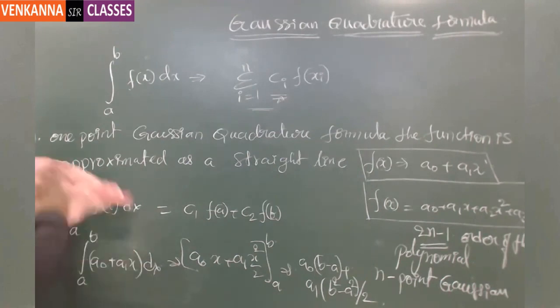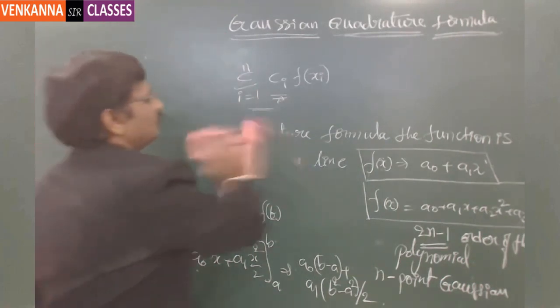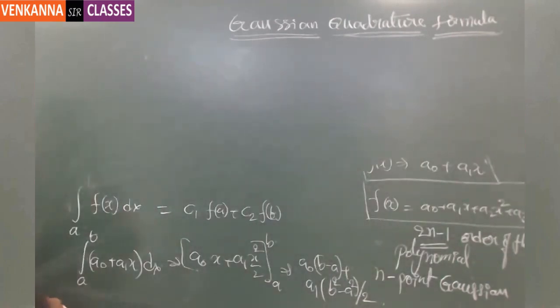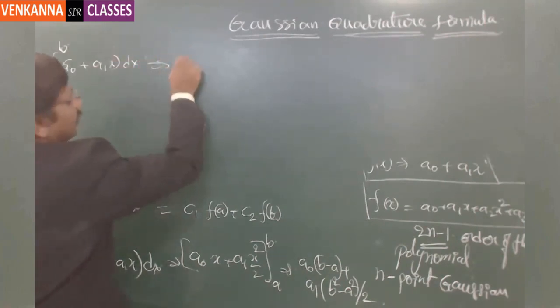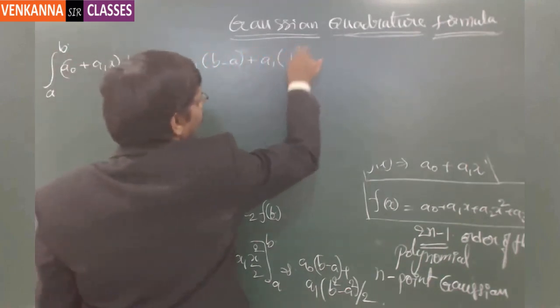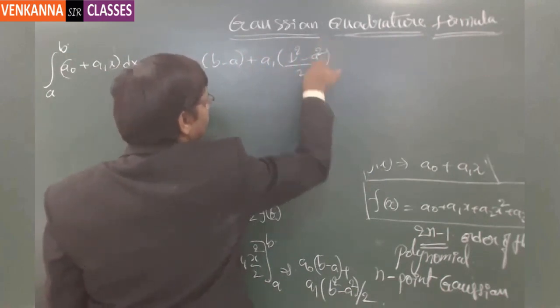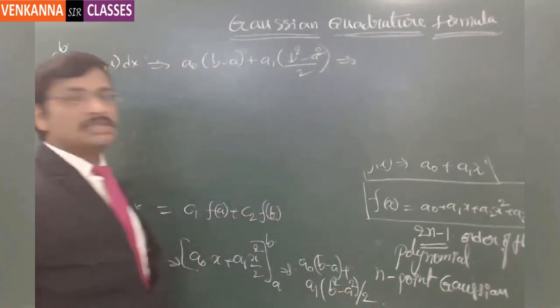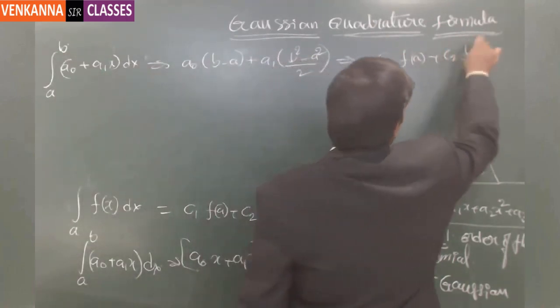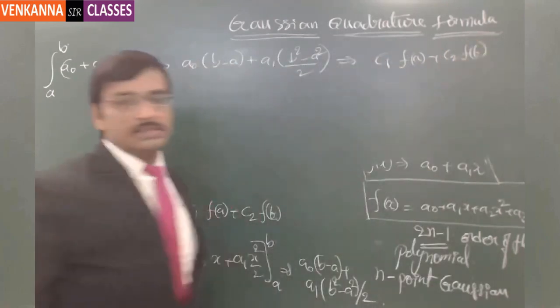So this value is equated to the functional value equivalence. That is, here the integral of a0 plus a1 into x dx between the limits a to b is equal to a0 into b minus a plus a1 into b square minus a square divided by 2. And the same thing, as per the Gaussian quadrature formula, should be equal to c1 f of a plus c2 f of b. So this is as per the Gaussian quadrature formula.